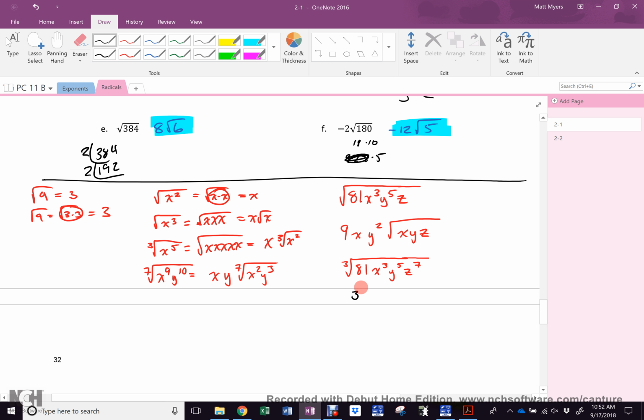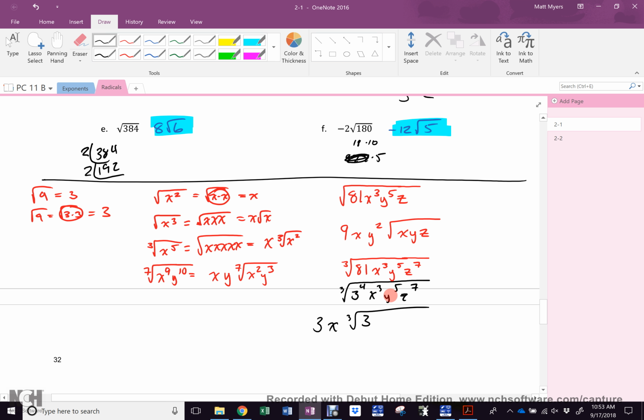This is 3 to the 4th, yes? X cubed, y to the 5th, z to the 7th. I am looking for groups of what? 3. Can I get a group of 3 here? So what's coming out? 3. What stayed under there? A single 3. Can I get out the x's? How many? 1. Any x's left under there?